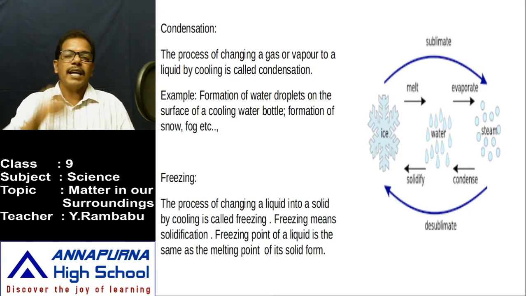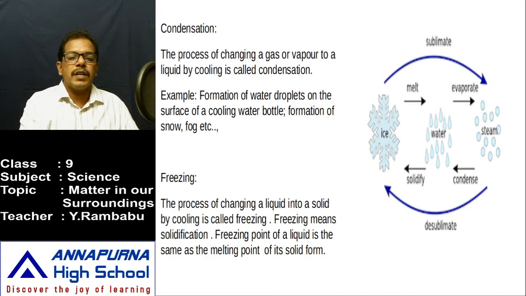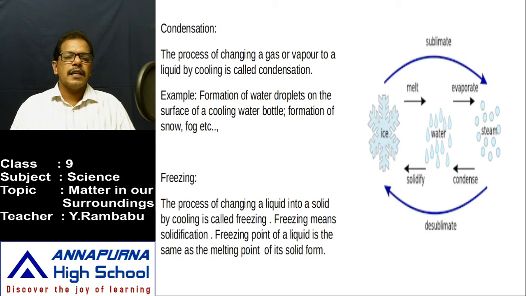Then we have learnt about the melting point. That means the constant temperature at which a solid converts into liquid is its melting point. The melting point of a solid is the same as the freezing point of a liquid. For example, if the melting point of ice is 0 degrees Celsius, the freezing point of water is also 0 degrees Celsius. Why? At 0 degrees Celsius, we observe equilibrium between ice and water, that means solid particles and liquid particles.